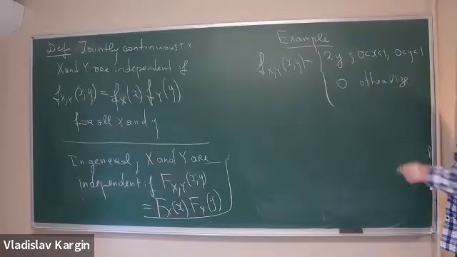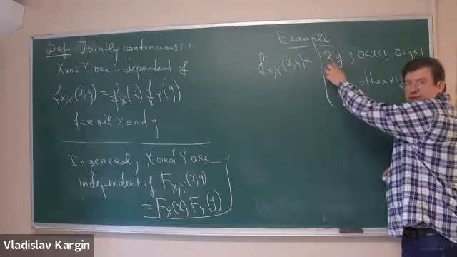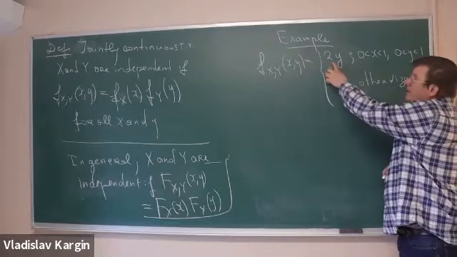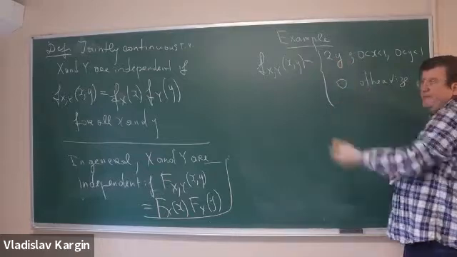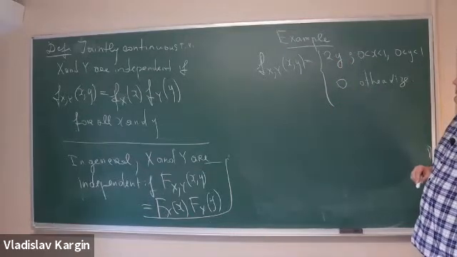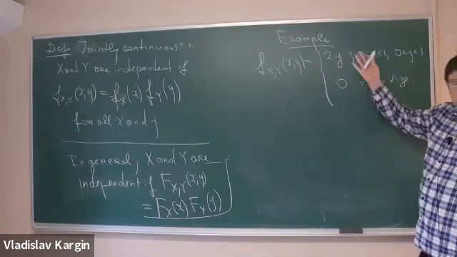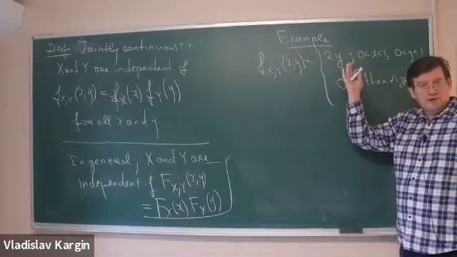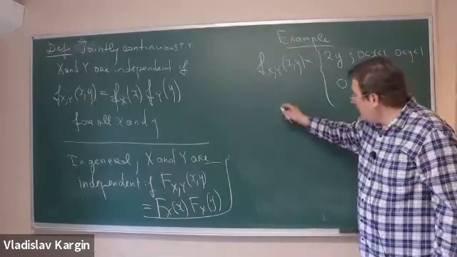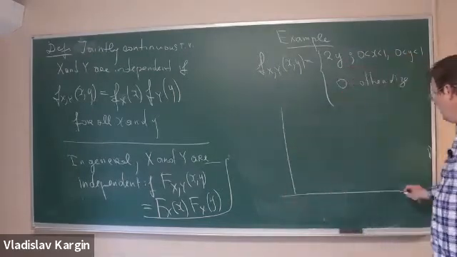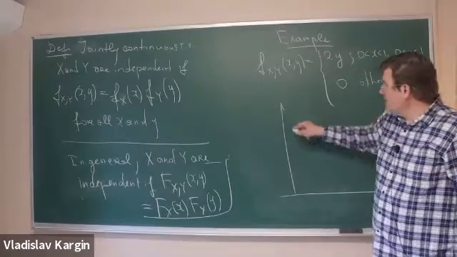Okay. So in principle, this density should depend on x and y, right? But here it depends only on y. Right? So it's possible to check. You can integrate this thing and check that this is indeed a density. So now, how does it look? It looks like this.